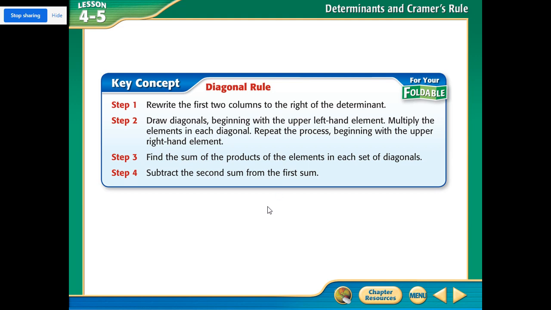What about a 3 by 3? 3 by 3s are a little bit bigger. It's not just the same down minus up. What we're going to have to do is rewrite the first two columns on the right side. Then we're going to do diagonals. There will actually be 3 diagonals down and 3 going up. You'll add up all those diagonals, and then we're still going to do down minus up. The second sum is down, and the first one is up. So let's see this with an actual example.